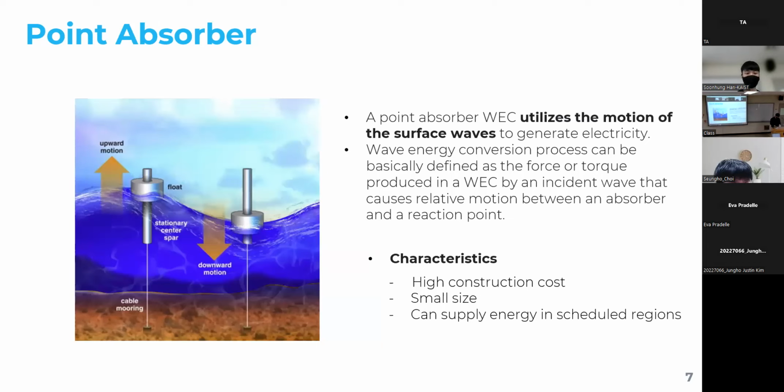And next is the point absorber. A point absorber wave energy converter utilizes the motion of the surface waves to generate electricity. The wave energy conversion process can basically be defined as the force or torque produced in the wave energy converter by an incident wave that produces relative motion between the absorber and a reaction point. It has characteristics like these: high construction costs, small size, and can supply energy in special conditions.